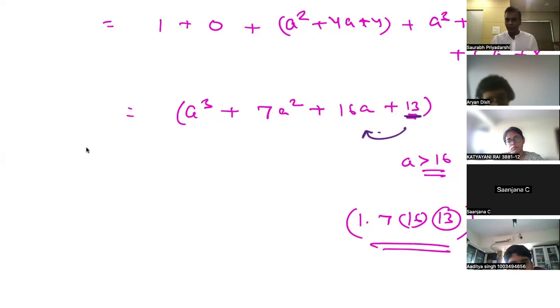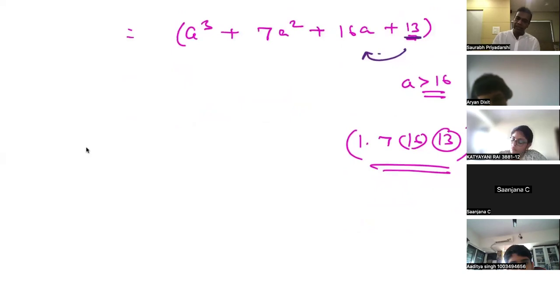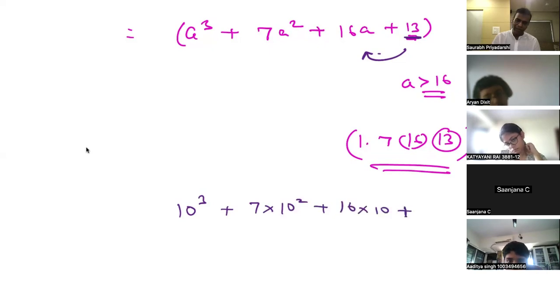What I'm saying now, let A be the number, maybe 9 or maybe 10. Let me keep 10 as the base, it's easiest for you. If A becomes 10, then you can see this as 10 cube, 7 into 10 square, plus 16 into 10 plus 13.